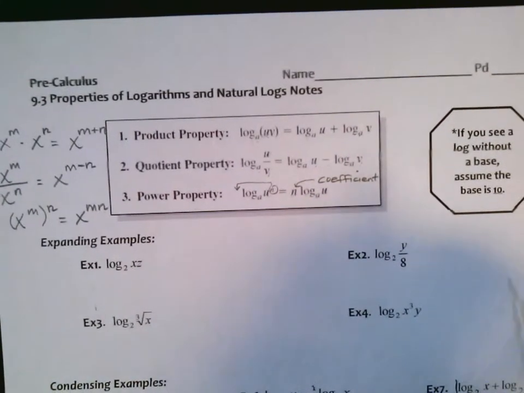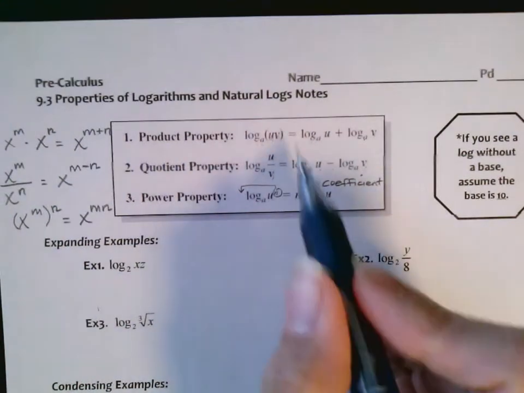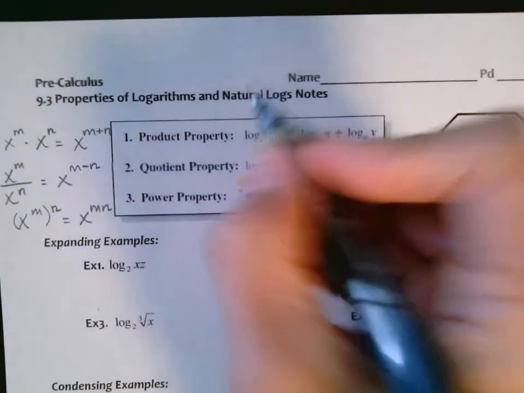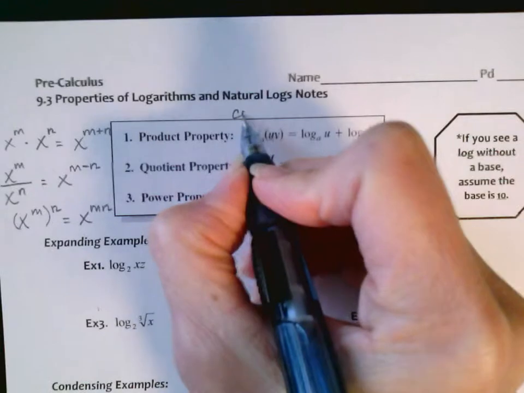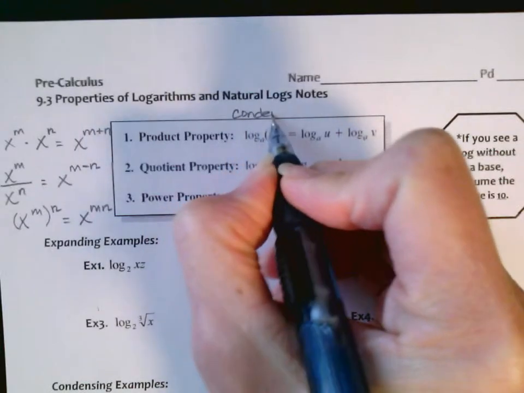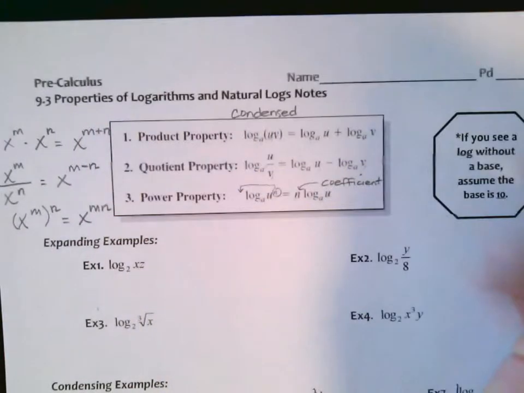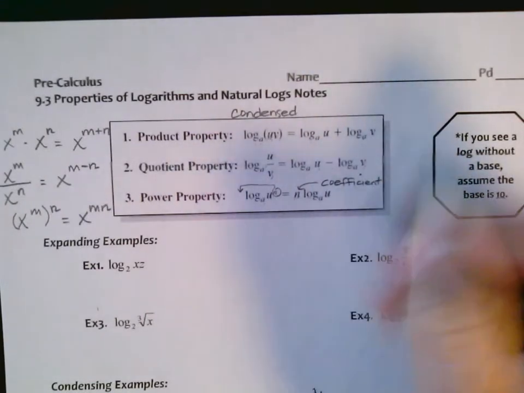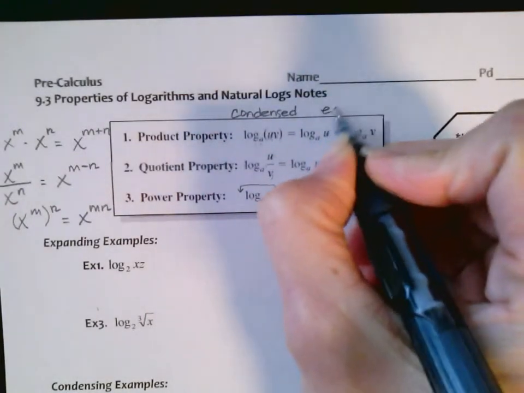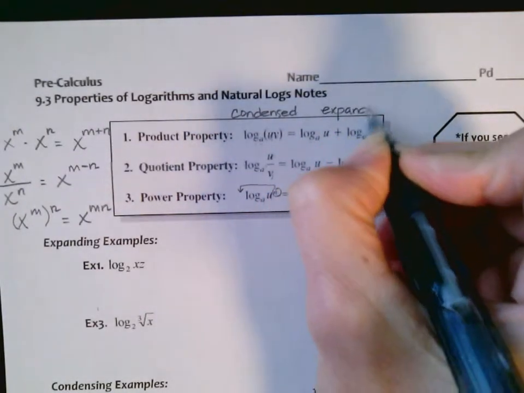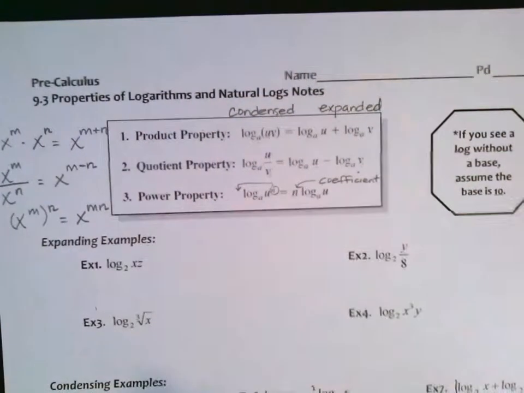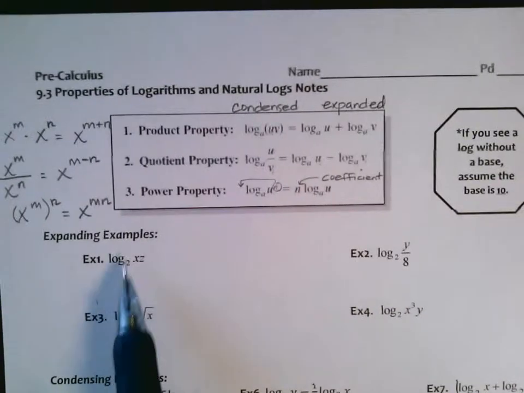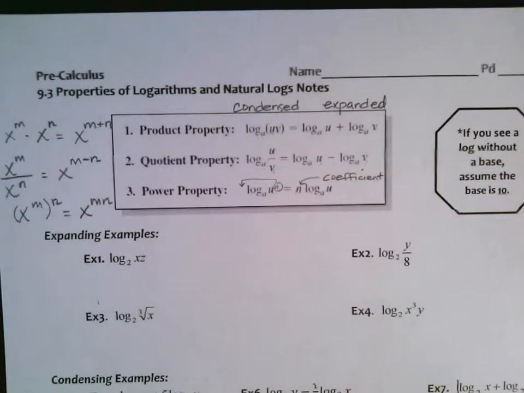On the left hand side, that side is called the condensed form. So I'm going to write the word condense. And on the right side of the equal sign, that is the expanded form. You're going to notice later on when we're practicing, we are going to have examples written in condensed form that I'm going to want you to rewrite into expanded, and vice versa.